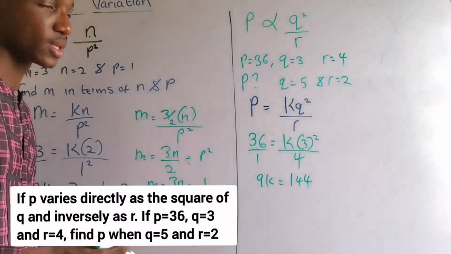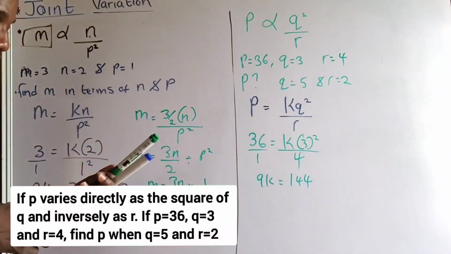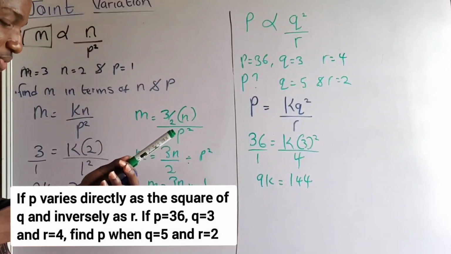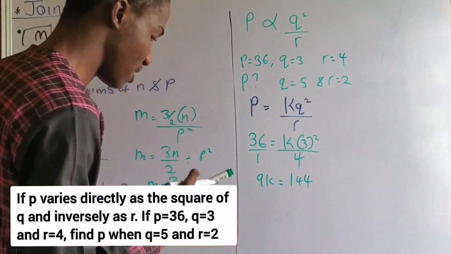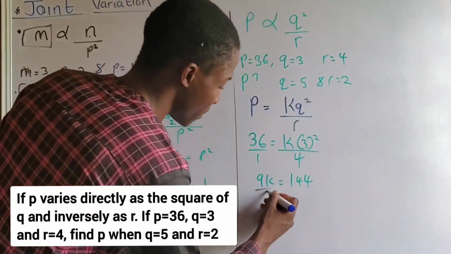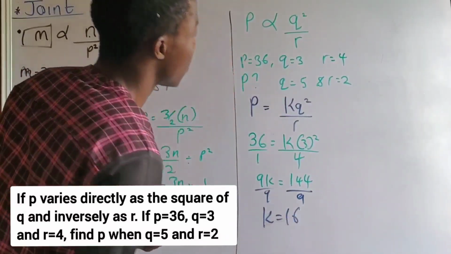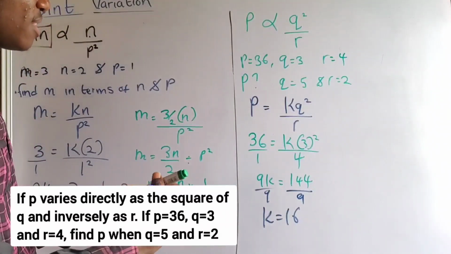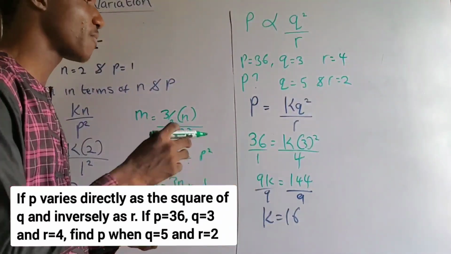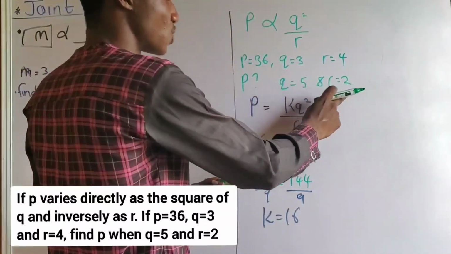Okay? Now, the next step to get the value of k is that I'm going to divide both sides by 9, okay? 144 divided by 9 will give us 16. So I'm going to have this over 9, k is equal to 16. Now, we've gotten the value of k as 16. We can now find the value of p when q is 5 and r is 2.